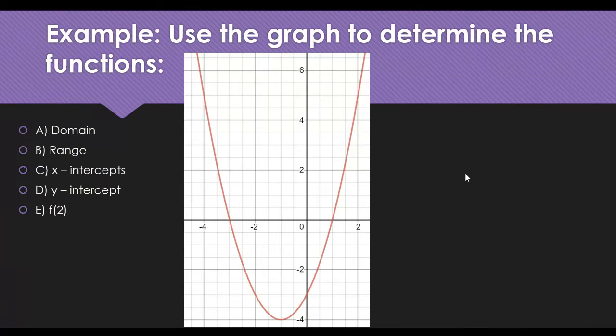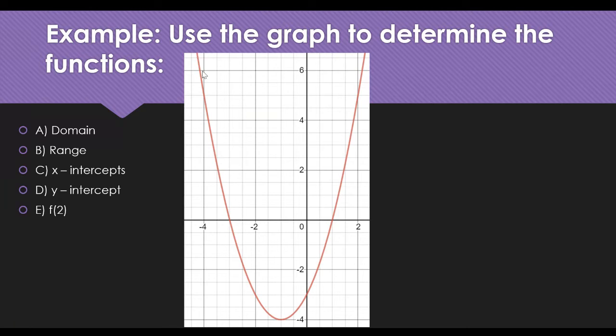And what it's going to look like is it's going to give you a graph. And it's going to say use the graph to determine the function's domain, range, x-intercepts, y-intercept, and then it'll say something like f of 2 or f of 5 or something like that. And so we want to answer those things. So first of all, domain wants to know what x values does your graph cover?